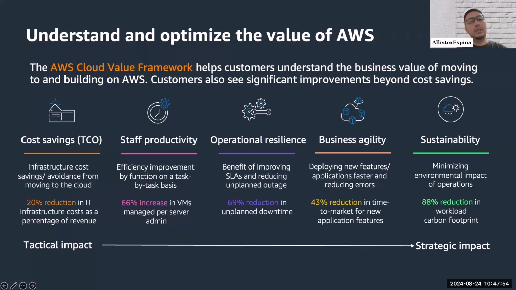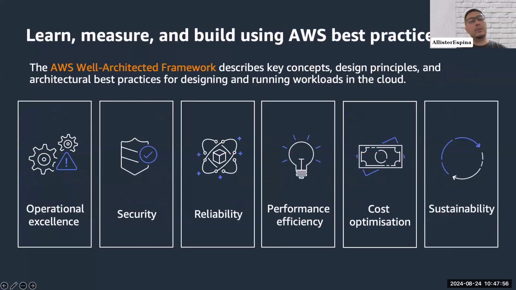And now with AWS, you have to build a well architected environment, which is why we have a framework that describes key concepts, design principles, and architectural best practices for designing and running workloads in the cloud. So thinking about operational excellence, security. These are the pillars: reliability, performance efficiency, cost optimization, and again, sustainability.